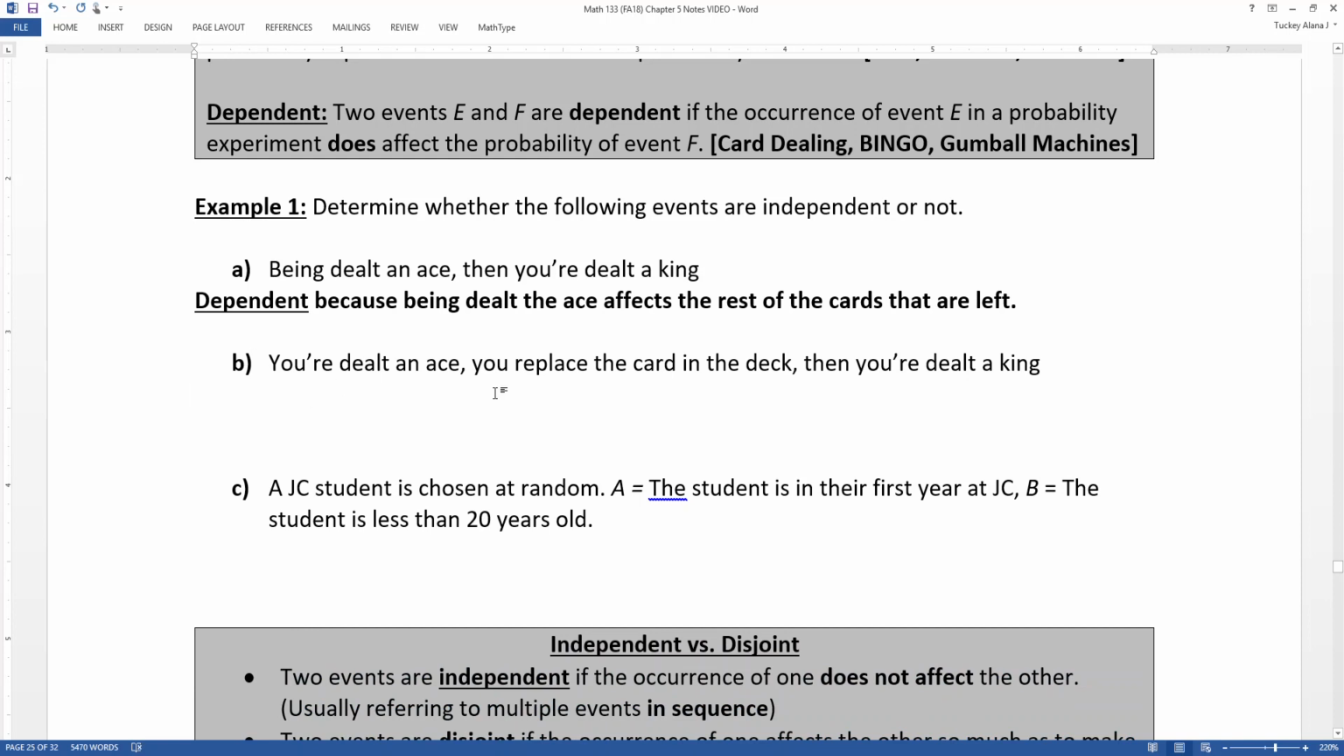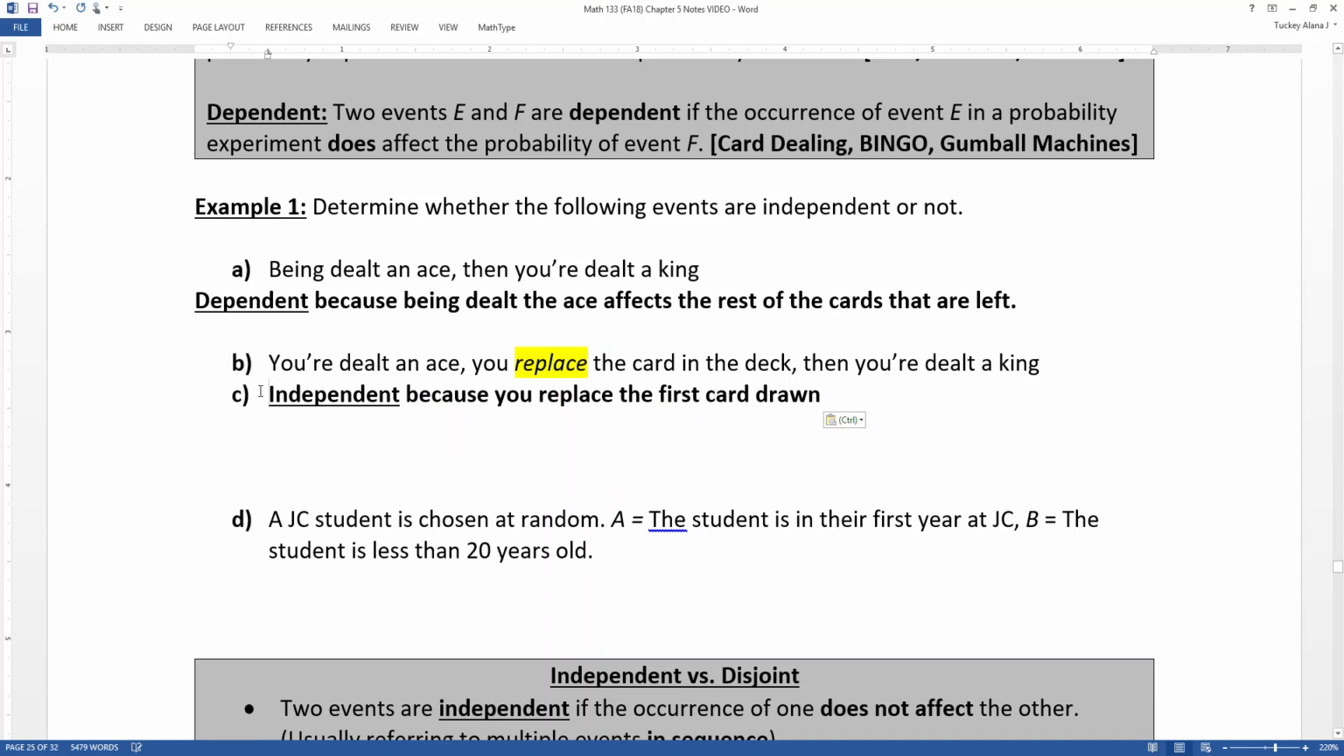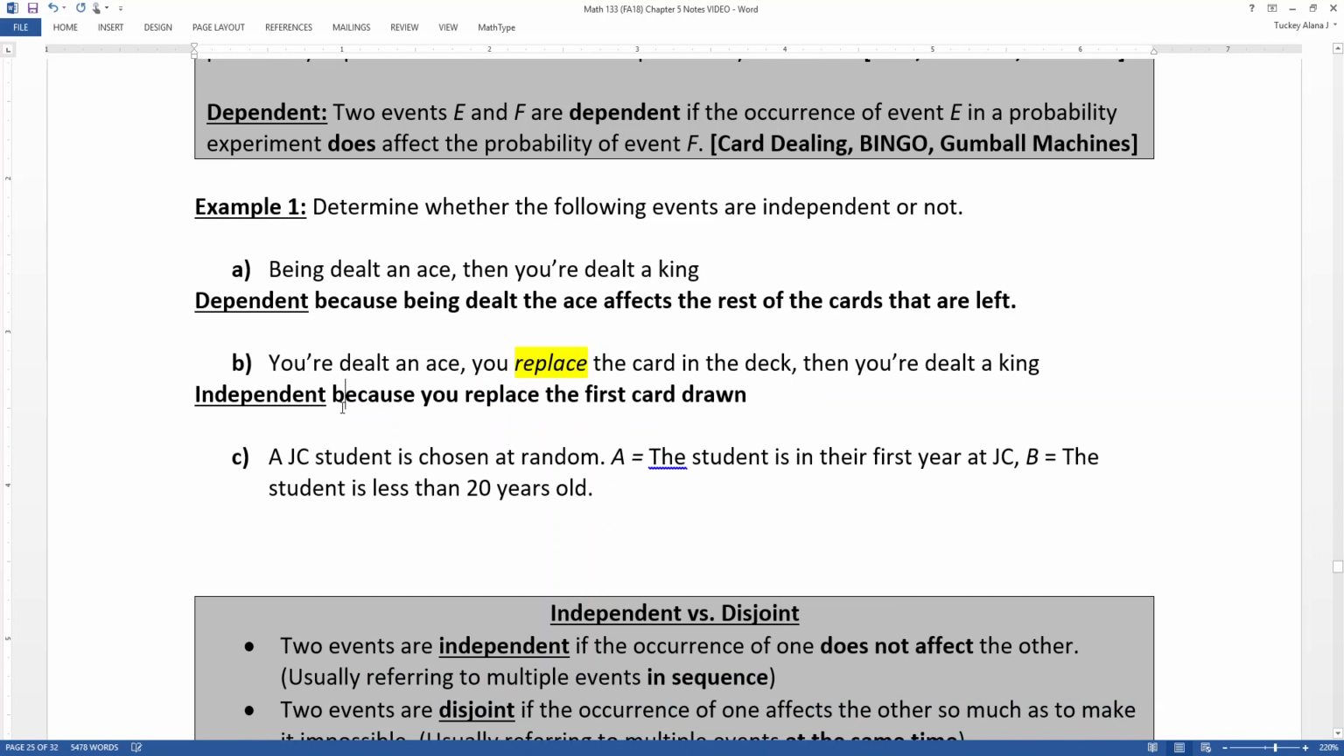All right, you're dealt an ace. You replace the card. Oh, that's interesting. If you replace the card, as long as you're not playing against a magician or something. My public service announcement of the day is don't play cards against magicians. They're usually pretty good at finagling those cards and cheating. But as long as you're not playing against a magician or a card shark, you should be fine, right? It should be independent because you replaced that first card drawn. One assumes you probably shuffle as well there.